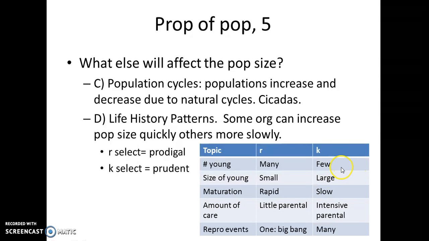K-selected, few young, the size of the young is pretty large, they mature slowly, there's intensive parental care, and usually you can have many kids over a lifetime. Can you guess which one we are?